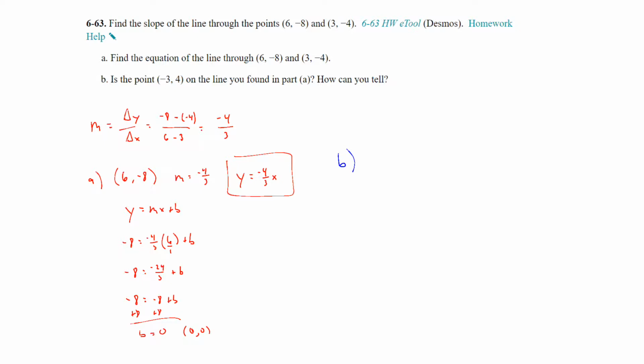Part B is the point negative 3, 4 on the line that you found in part A? Well, to see if it's on the line, it should satisfy the equation when you plug it in. So if I plug in 4 for y and negative 3 for x, they should be equivalent. So 4 is equal to, this would be positive 12 over 3, because that's over 1. 12 divided by 3 is 4. So is the point negative 3, 4 on the line that you found in part A? Yes, it is.